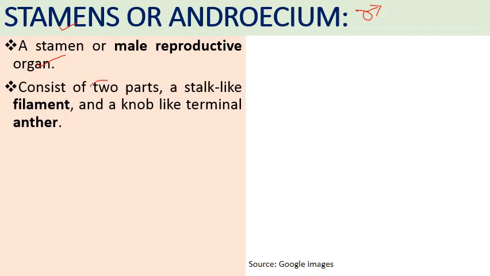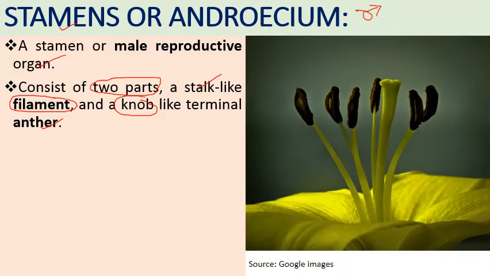It consists of two parts. One stamen consists of two parts: a stalk-like structure which is known as filament, जिसे filament कहा जाता है, and a knob-like terminal portion which is known as anther. उसे कहा जाता है anther. It bears the anther lobes which will bear the pollen sacs, and these pollen chambers will bear the pollen grains, which are the male reproductive structures. So this is the photograph which shows these structures. This is the terminal portion, known as anther, and this stalk-like structure is known as filament.